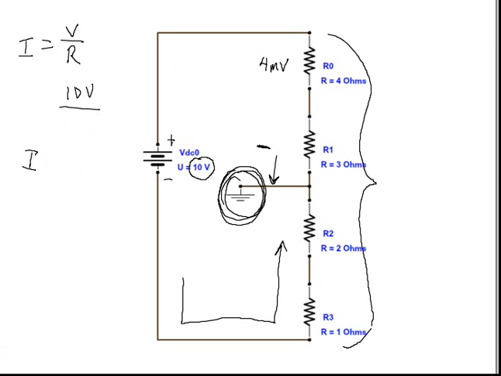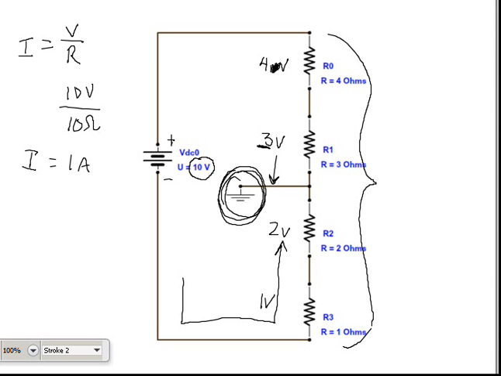10 volts over 10 ohms. So I equals 1 amp. There we go. So R0 has a 4 volt drop. R1 has got a 3 volt drop. R2 has got a 2 volt drop. And R3 has got a 1 volt drop. You add them up, you're going to find that they equal 10 volts, as they should. Now we'll call this point A. Call this point B. Call that point C, D, and E.